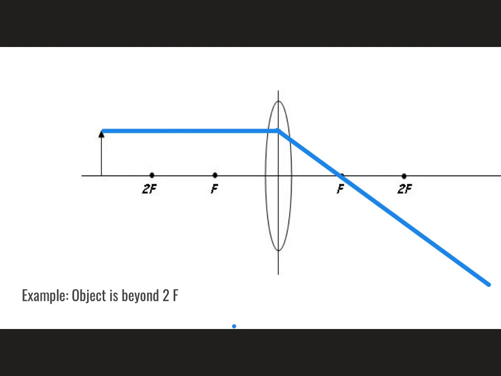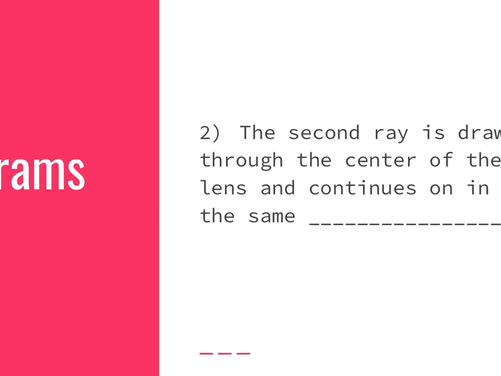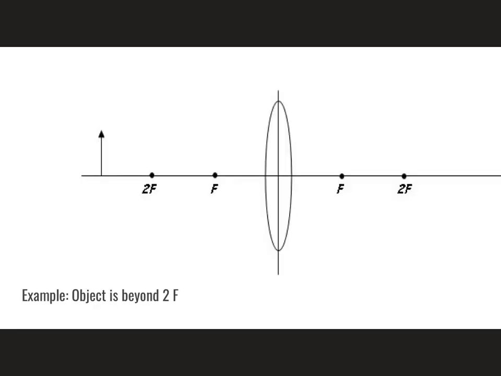So that's step one. In the second step, the ray is going to be drawn through the center of the lens and continues on in that same direction to the other side. So let's have a look at that. So remember, my first ray looks something like this. This was my first ray.